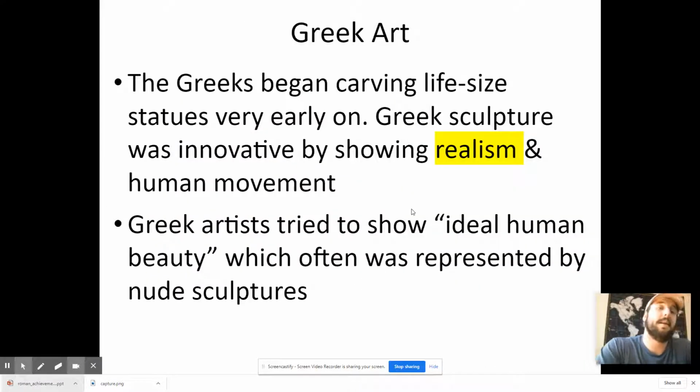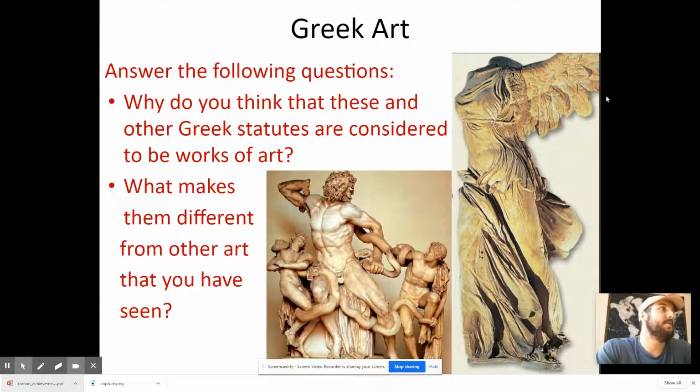Another major impact on the modern world was the Greek arts. They began carving life-size statues very early on. Greek sculpture was innovative, and it showed what we call realism and human movement. Greek artists tried to show ideal human beauty, which was often represented in the nude in sculptures. So all those naked statues that you see are from the Greeks, and that is because their artwork was based on realism.